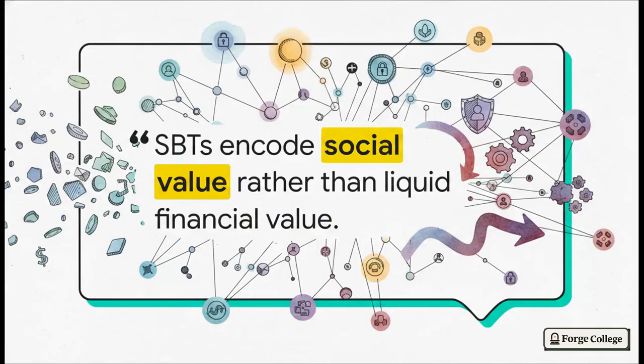Here is the absolutely crucial takeaway. SBTs encode social or permissioned value rather than liquid financial value. We are actively moving away from floor prices and cartoon monkey JPEGs and moving toward durable, account-centric trust signals. This is a massive, fundamental paradigm shift in how we engineer value on a blockchain.